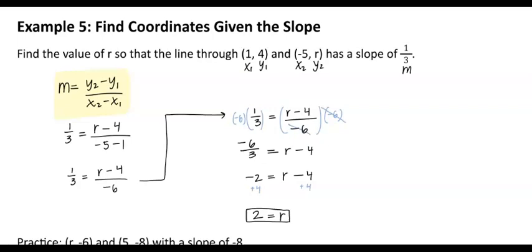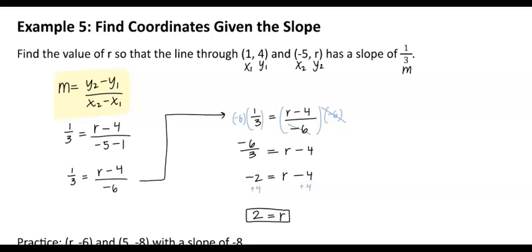If you want to do this using algebra, you can plug in all of these values to the equation for slope. I know 1/3 is the slope, so when I go to put my formula together, I'm going to replace m, the slope, with 1/3. In the formula, y2 is r, y1 is 4, x2 is -5, x1 is 1. I can only simplify the denominator here. -5 minus 1 makes -6.